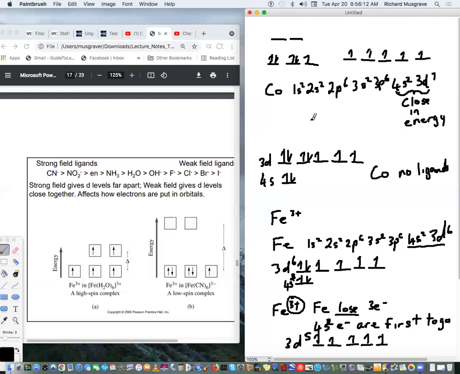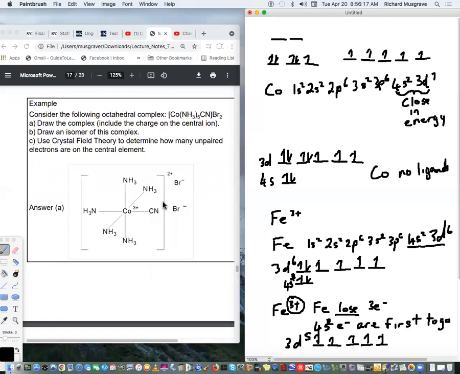All right, so let's look at some examples here. This is the example that we were initially talking about, the Co(NH3)5CNBr2. And these are the three things we want to be able to do with it. We want to be able to draw the complex and figure out the charge on the central ion, draw an isomer, and use crystal field theory to determine how many unpaired electrons there are.